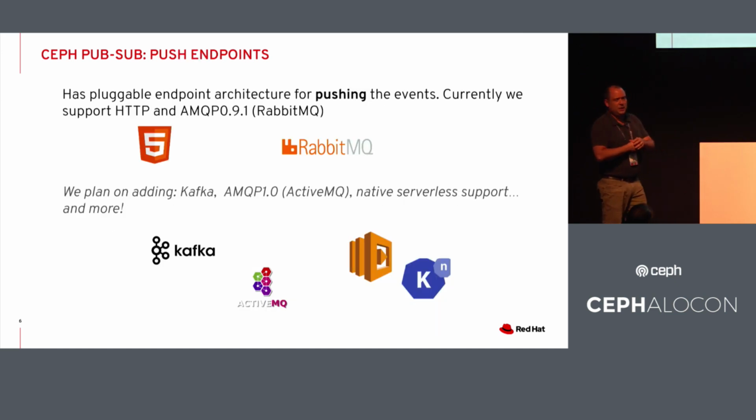But on top of that, we had a couple more things. When people talk about publish subscribe, they usually want to get the event out of your system. We currently have two protocols on which we can send events out of the system. One of them is HTTP. Those are HTTP posts, with a JSON payload where the actual content of the event, of whatever happened in Ceph, is going to be sent.